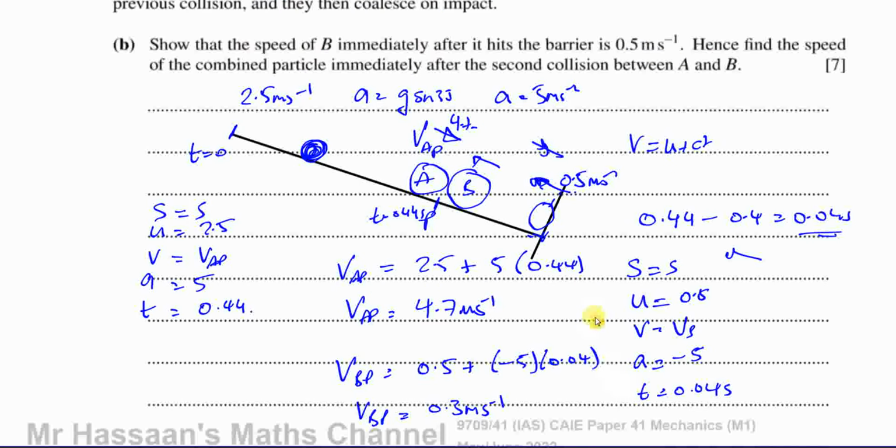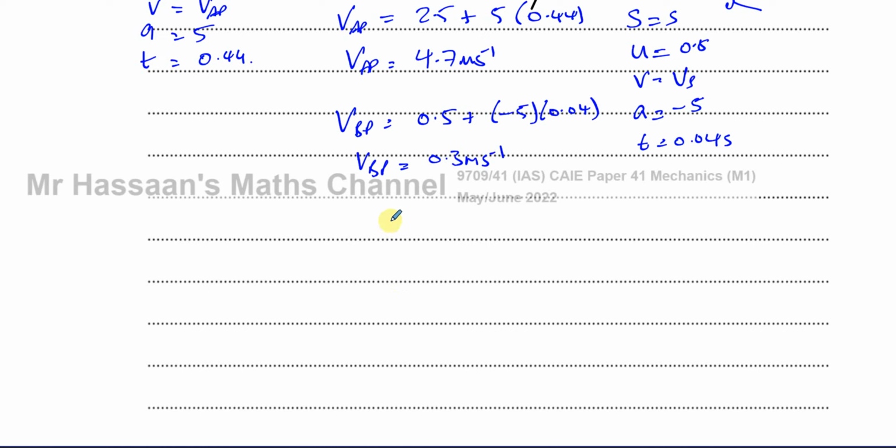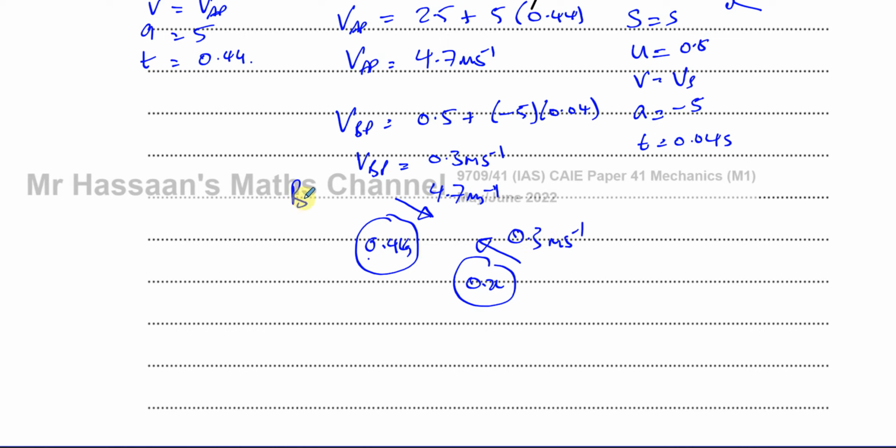So now we know the situation. There's A, which is 0.4 kilograms. There's B, which is 0.2 kilograms. This is going down and this is going up. The velocity of A as it's going down is 4.7 meters per second. The velocity of B as it's going up is 0.3 meters per second. This is what's happening before.